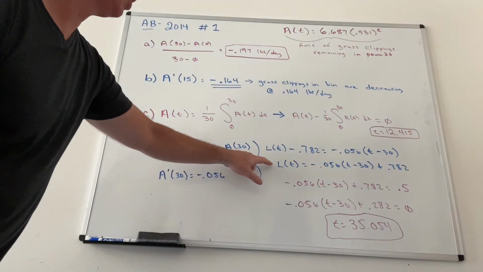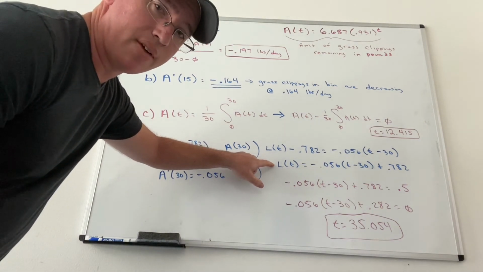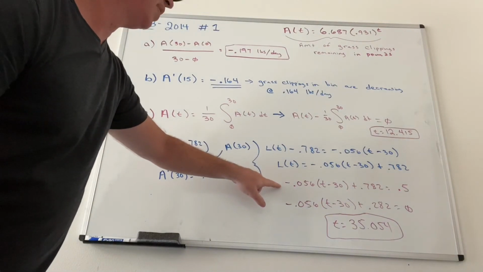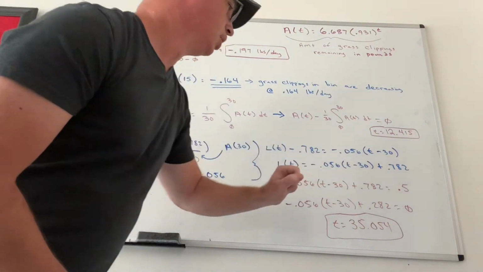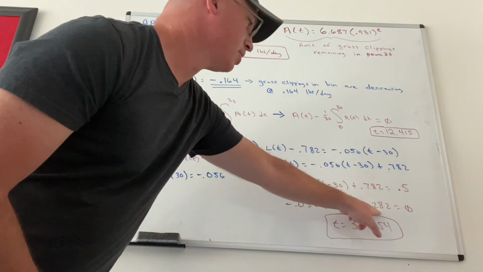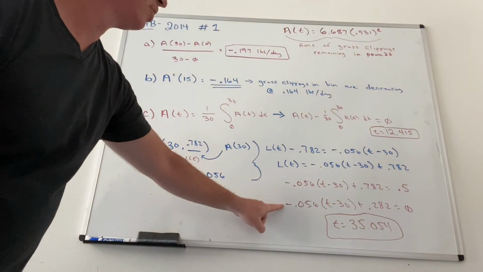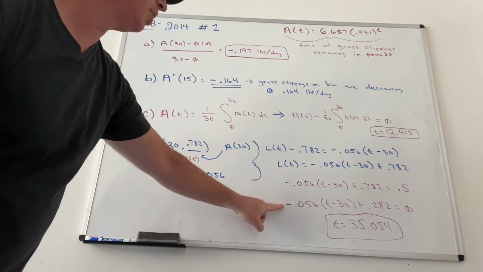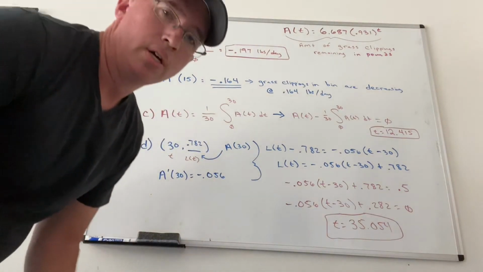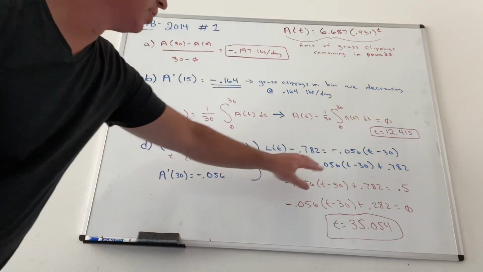Okay, so this right here is now what I'm using to figure out the time there's a half a pound of grass left. So I set that guy equal to 0.5. Okay, I decided to subtract 0.5 from both sides. That's how it turned into a 0.282. And then I graphed this, and I saw that this one crossed the x-axis at 35.054.